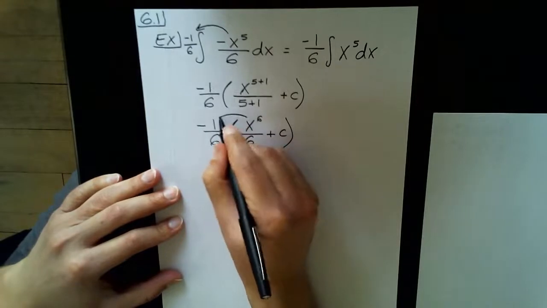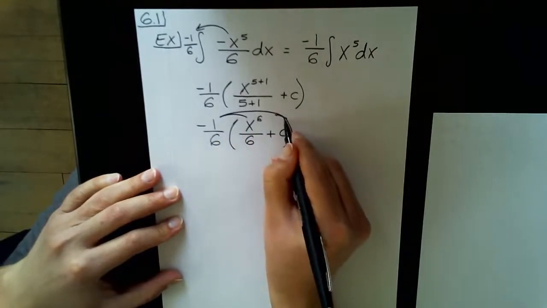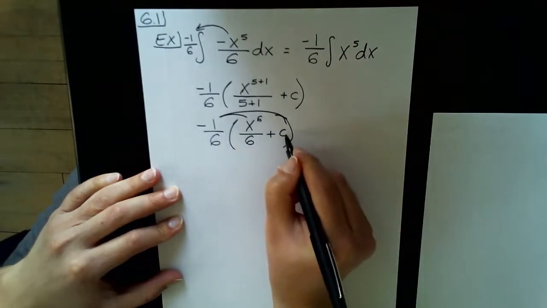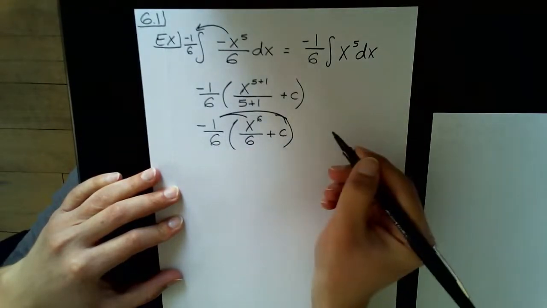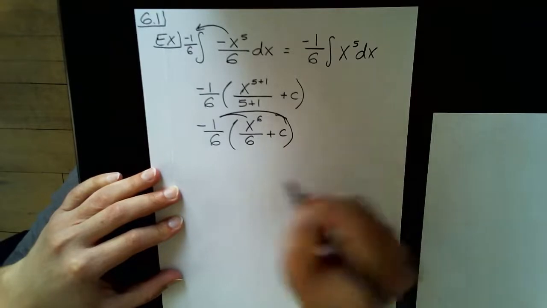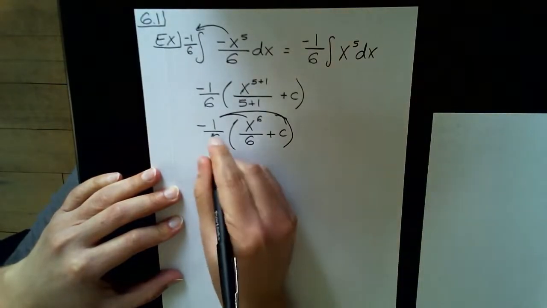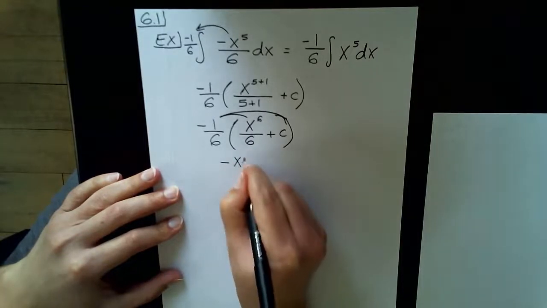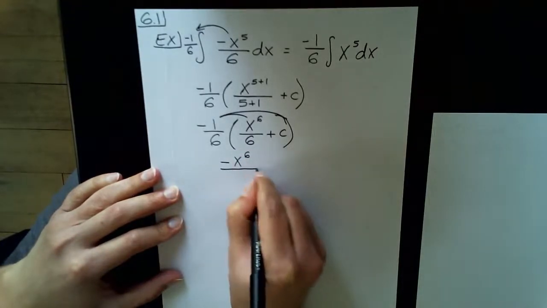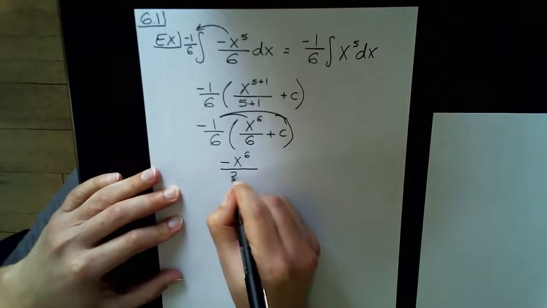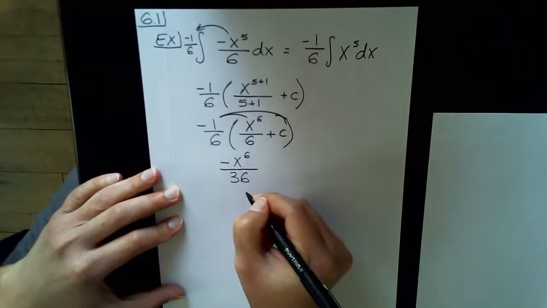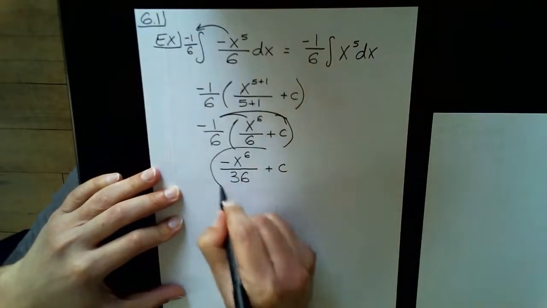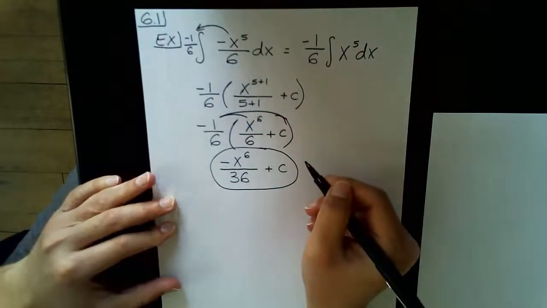We'll then distribute this negative 1/6. But remember, when we multiply it to the c, it will have no effect. It will remain c, which gives us negative 1 times x to the 6th is just negative x to the 6th. Over 6 times 6 is 36 plus c.